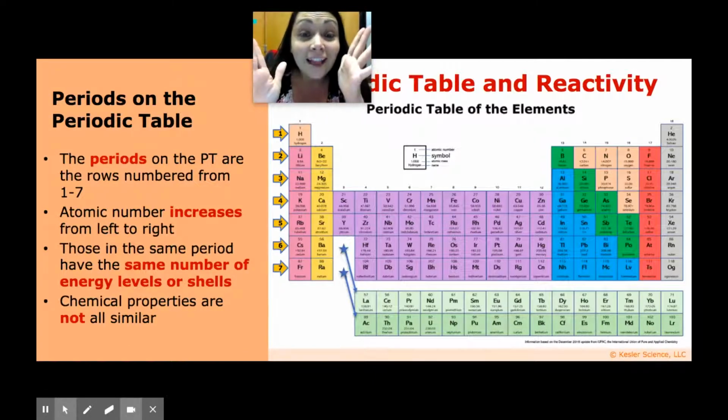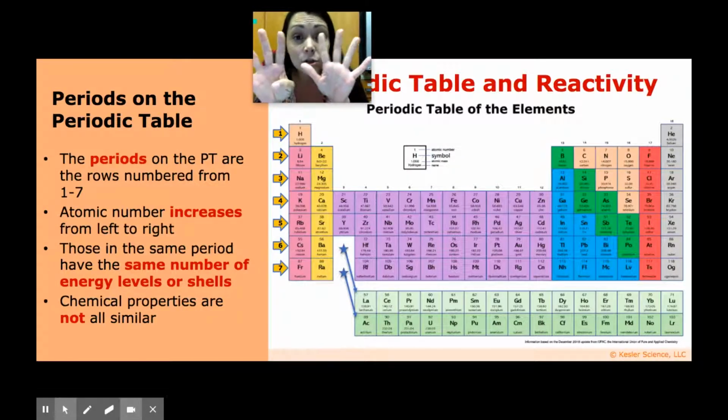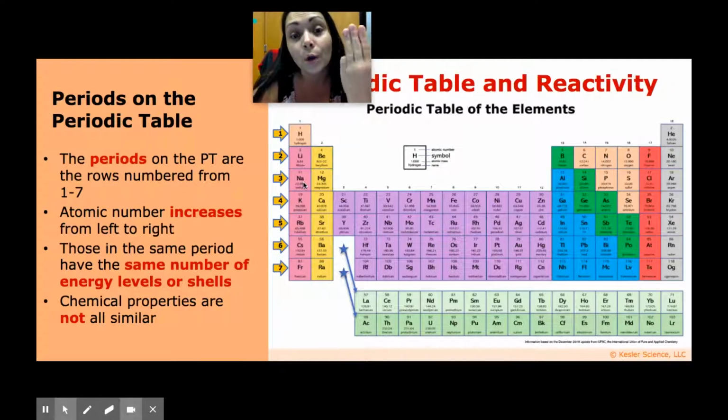And then 11, sodium. You start with 11, which means you have 2 in the first, so now you have 9. Can you put 9 in the second shell? No, because it only holds 8. So you put 8 in the second shell, and then you still have 1 left in your third shell. And y'all, check it out. Sodium is in the third row, or the third period. So all of these have 3 shells, 4 shells, 5 shells, 6 shells, 7 shells. Those in the same period have the same number of energy levels or shells, and they grow by 1.